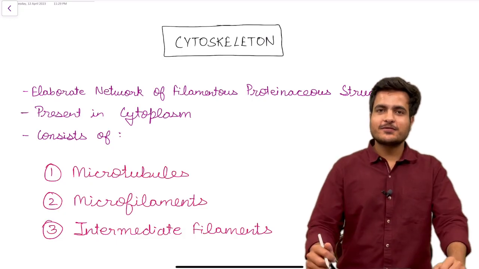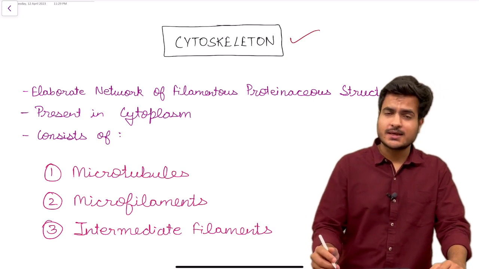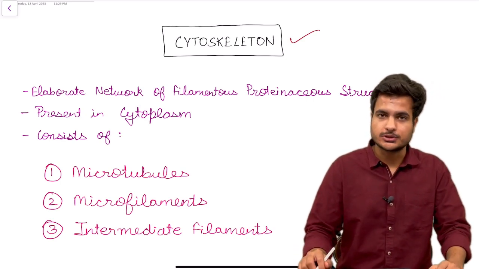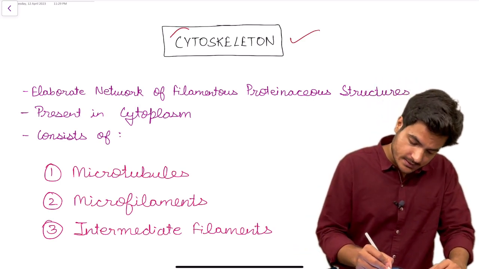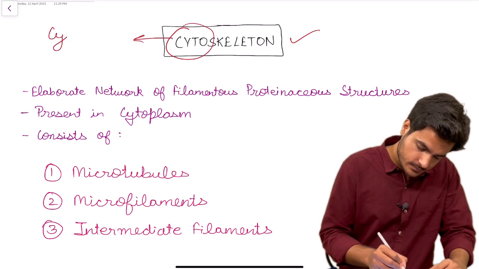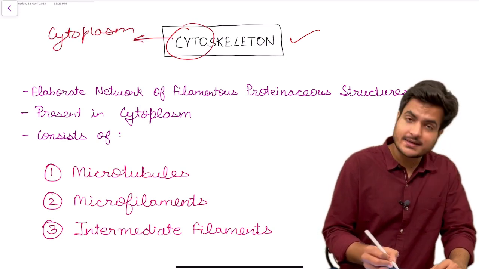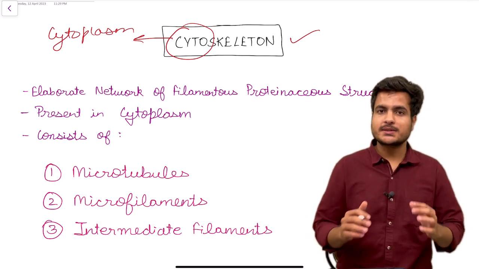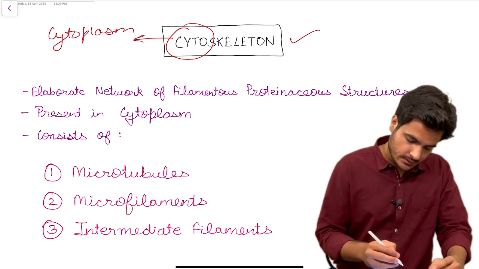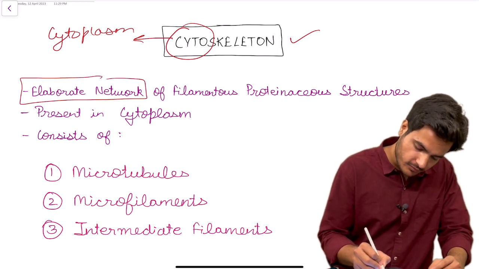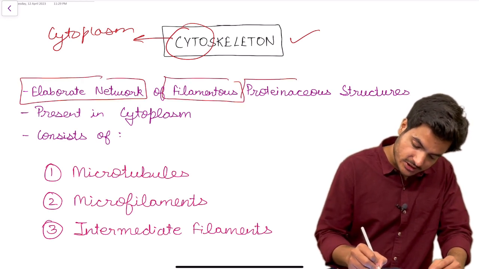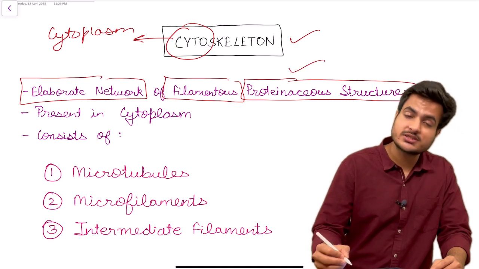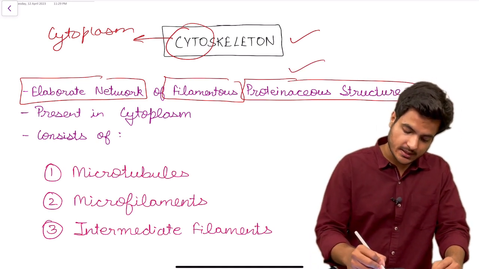Hello everyone, in this video we'll be discussing cytoskeletons as a part of our discussion of cell biology. Cytoskeleton means, cyto means cytoplasm, whereas skeleton means a structure providing support. So these are the structures which provide support to the cytoplasm. These are an elaborate network of filamentous proteinaceous structures. They are proteinaceous in nature and they are present in the cytoplasm.